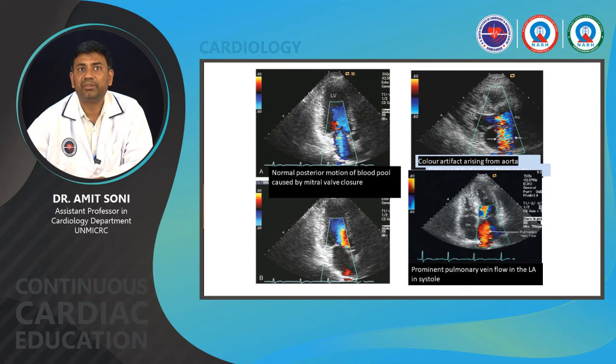Picture A shows a normal posterior motion of the blood pool caused by the mitral valve closure, and B is showing a mitral regurgitation jet flow. Color artifact arising from the aorta is in picture C, and picture D shows prominent pulmonary vein flow in the LA in systole. So these are all where we can mistake or assess as mitral regurgitation.